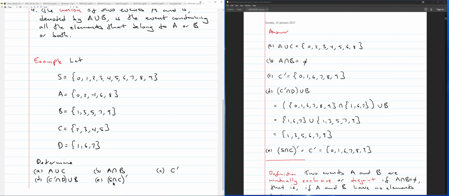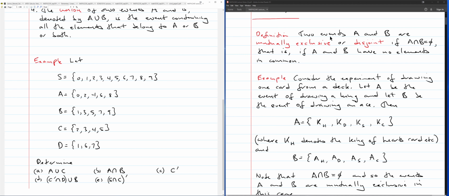Okay, so this last one over here, S intersect C, then complement. But C is actually a subset of S. So if I take the intersection of C with S, I'm just going to get back C itself. So S intersect C is actually just equal to C. And then all I need to do now is just take the complement of C, and the complement of C I worked out already, which is this here.